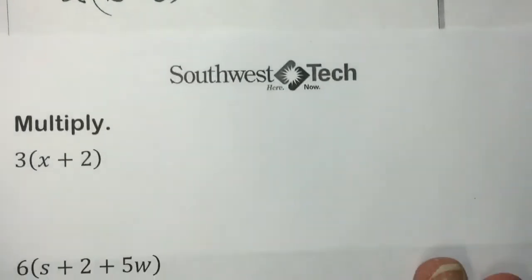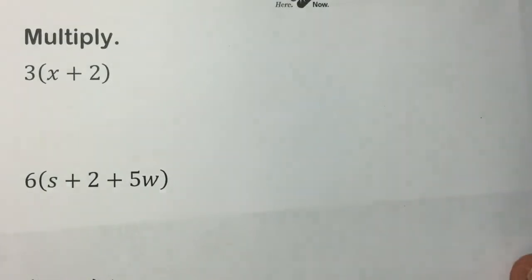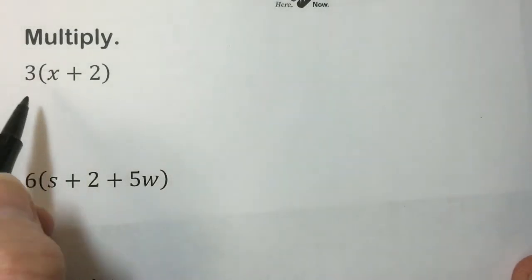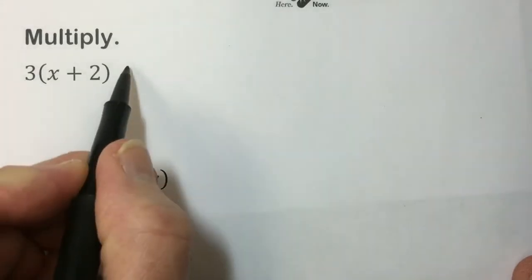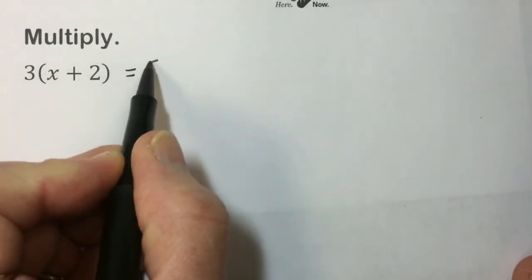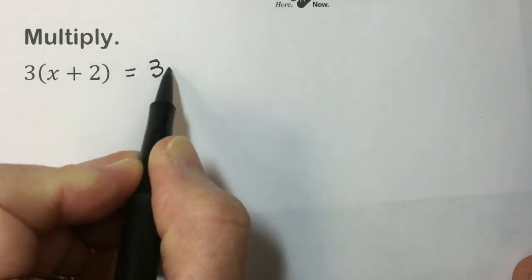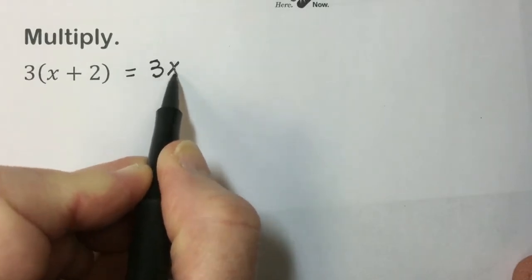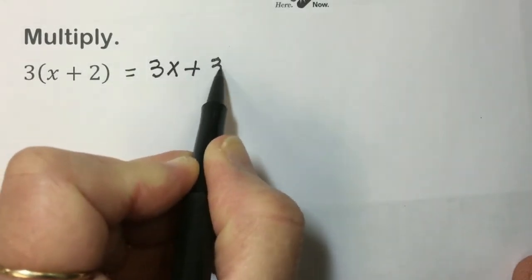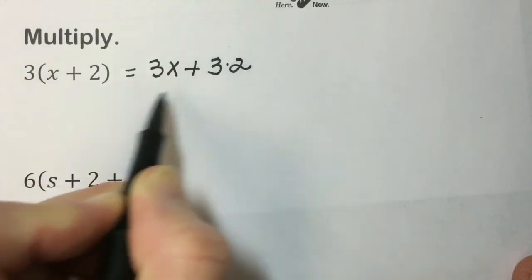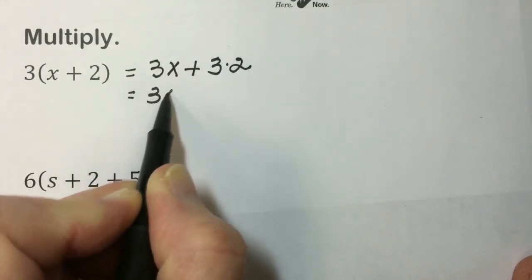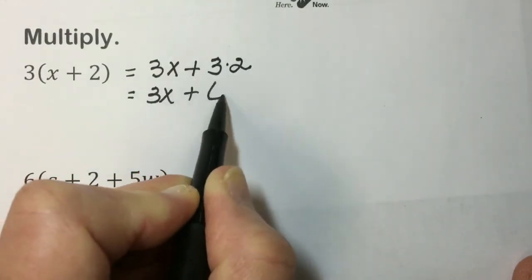And let's take a look at some examples. Using the distributive property to simplify, we will distribute that multiplication over the addition in this case. So we will take 3 times x plus 3 times 2. Simplifying further, we end up with 3x plus 6.